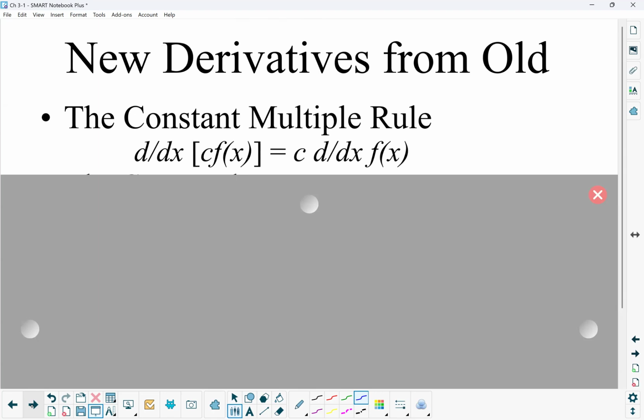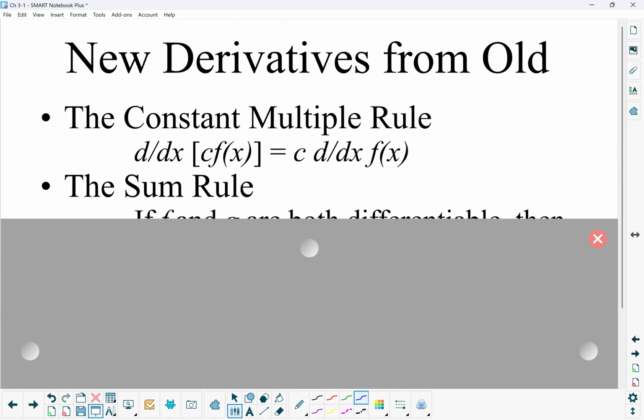A couple of other rules as we go through derivatives. If we have a constant times a function, the derivative of a constant times a function f of x, you can take that constant and kind of remove it. And so you take the constant times the derivative of f of x. So whatever the derivative of f of x is, you multiply it by that constant.